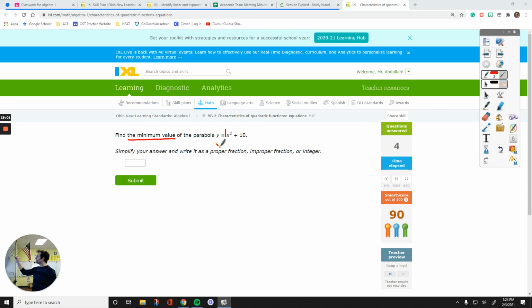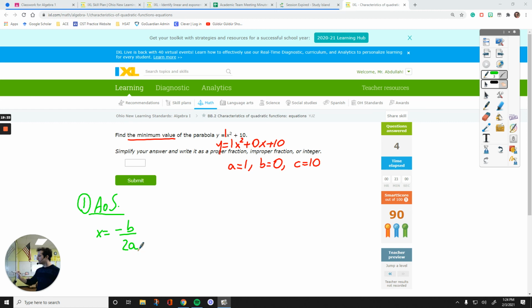So right here, y equals 1x squared plus 0x plus 10. A equals 1, b equals 0, c equals 10. I don't need that. But if you want to visualize the graph, that helps a lot. That's the Y-intercept. So to find the minimum value, step 1 is find the axis of symmetry. X equals -b divided by 2a. So x equals -0 divided by 2 times 1. So x equals 0 is basically your axis of symmetry.